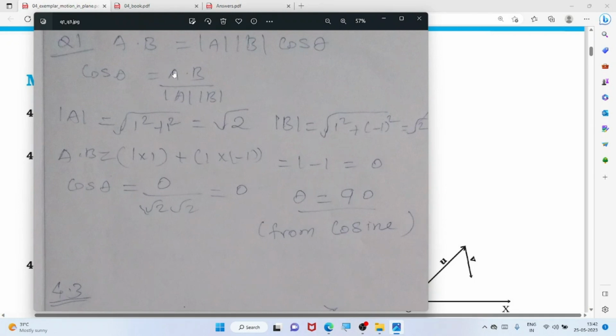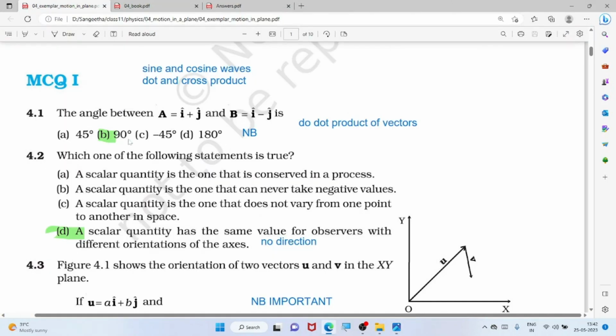So now you substitute A dot B is 0, so cos theta will be 0. Cos theta is 0 only when theta is 90. Okay, from the cosine wave I showed you, when theta is 90, then cos takes the value 0. So now the theta is 90.